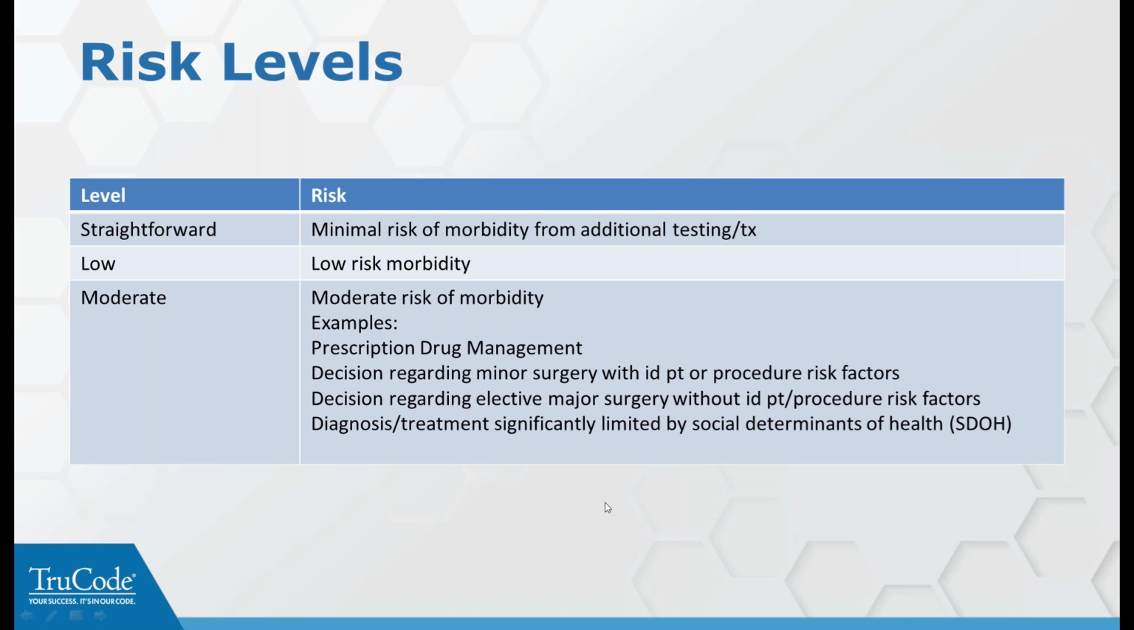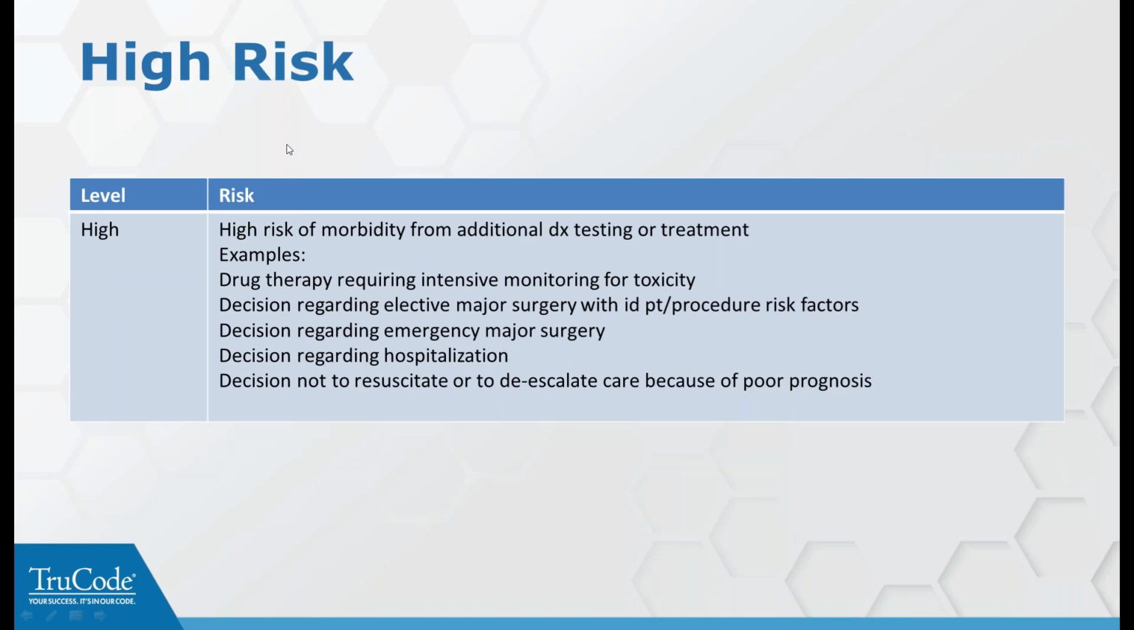That's become a much bigger deal. We need to make sure we're coding those correctly. The ICD-10 codes for those, and if they do impact the care, we definitely want to make sure you're coding that, because that can get you to a level of moderate risk. And then high, you can see high level of risk is things like decision made regarding elective surgery, decision regarding hospitalization, decision made not to resuscitate. It doesn't say you had to do those things. It just says you had to make a decision about those particular things.